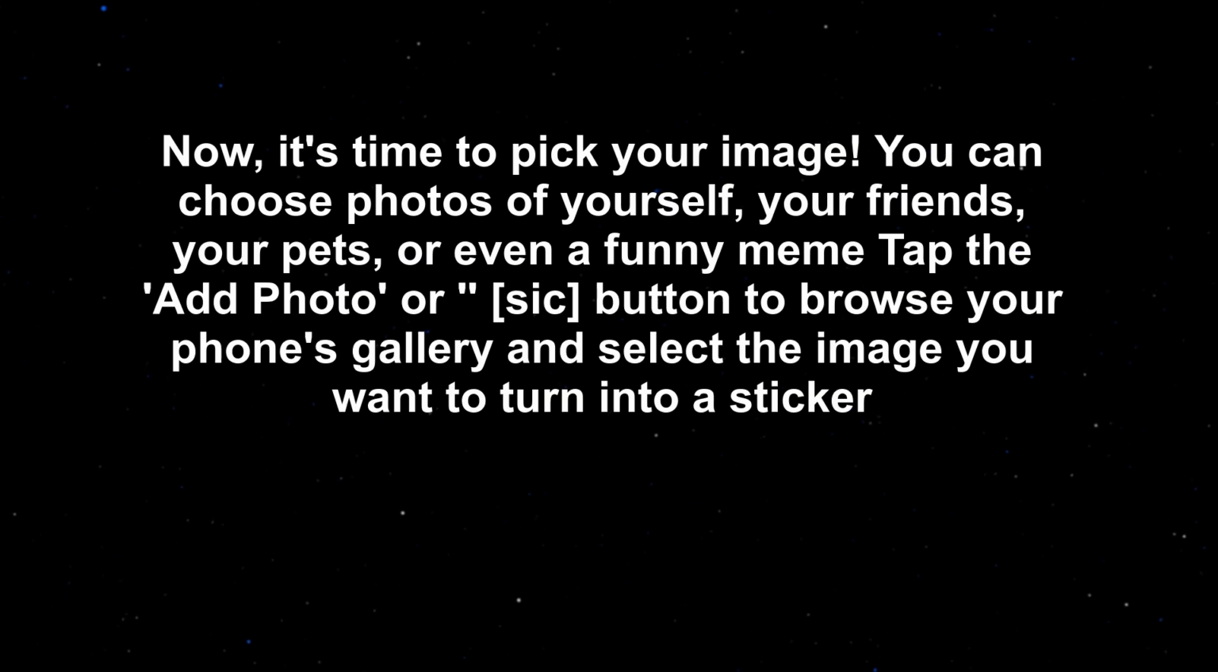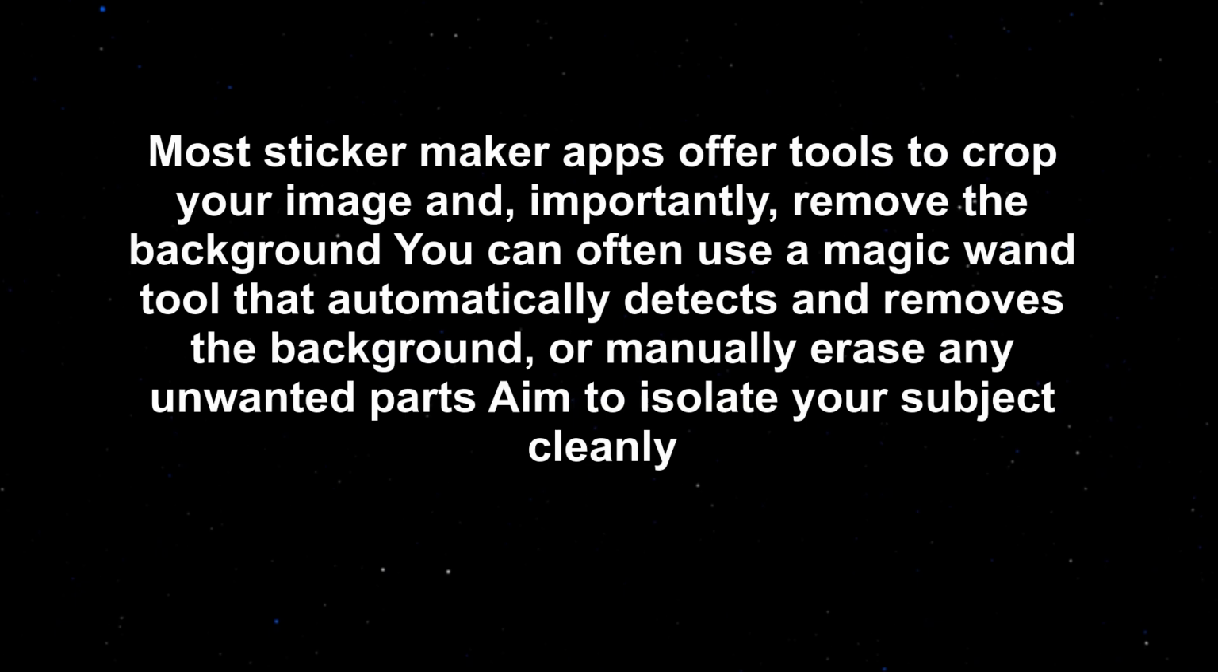Now, it's time to pick your image. You can choose photos of yourself, your friends, your pets, or even a funny meme. Tap the Add Photo or Stick button to browse your phone's gallery and select the image you want to turn into a sticker. Most sticker maker apps offer tools to crop your image and, importantly, remove the background. You can often use a Magic Wand tool that automatically detects and removes the background, or manually erase any unwanted parts. Aim to isolate your subject cleanly.